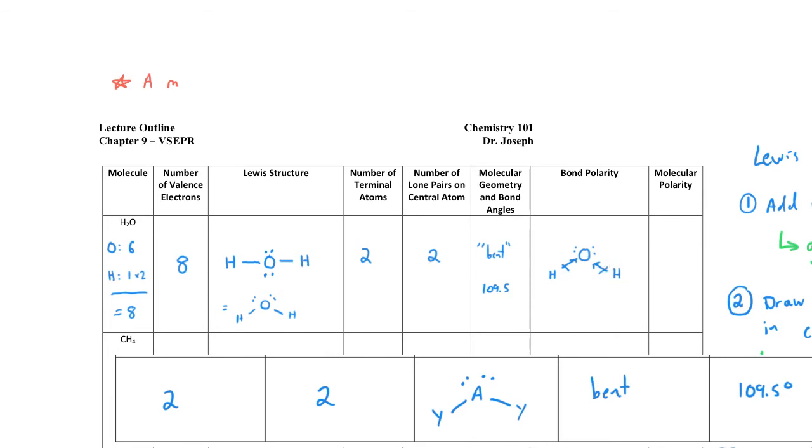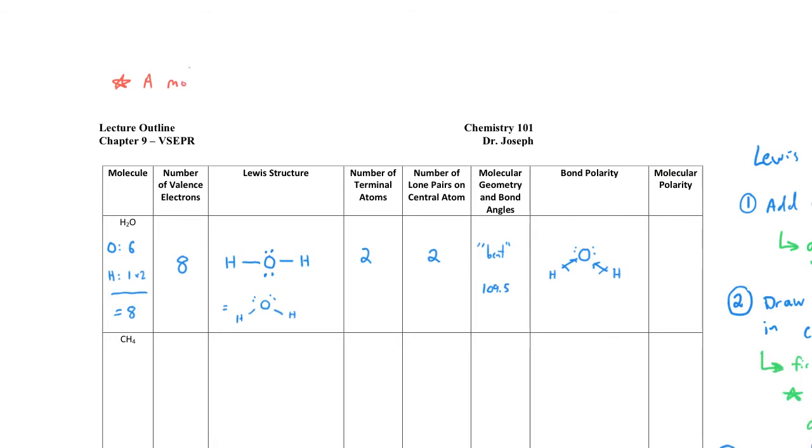Now we're coming to the last column here, which is the molecular polarity column, where we're going to determine if the molecule is polar or not. And I want to give you a really easy way to look at a Lewis structure and quickly be able to assess that. It turns out that a molecule's polarity can be easily determined from the Lewis structure, and this is how we do it.